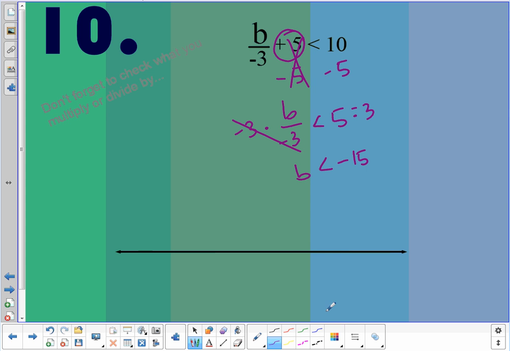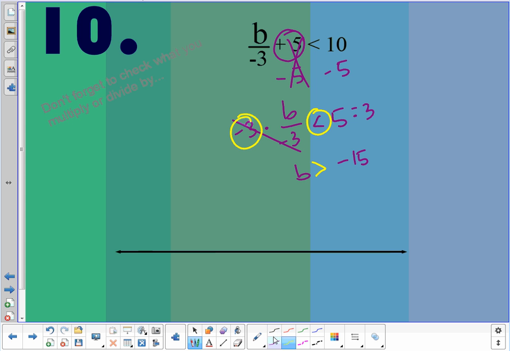Now, ooh, one thing I forgot to check. Hello, I multiplied by a negative. That means this needs to actually be flipped. Sorry about that. Flip your inequality. So this is going to be greater than -15. b is greater than -15.